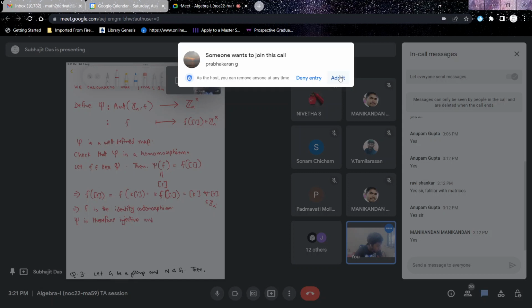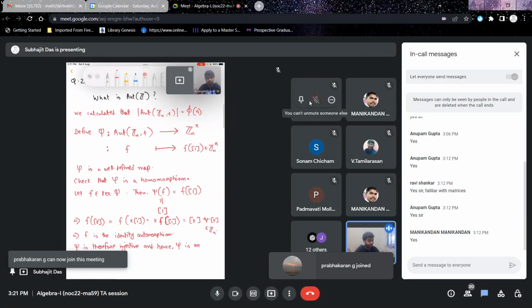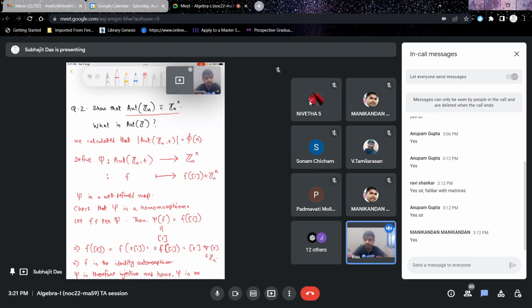And hence Psi is an isomorphism. By the argument that I said, if you have an injection between sets which have the same cardinality, then it's in fact a bijection, right? So in other words, what we have basically proved is this fact that the automorphisms of Zn is isomorphic to Zn star. The group of automorphisms of Zn is isomorphic to Zn star.